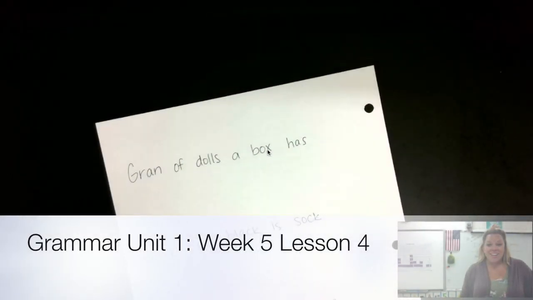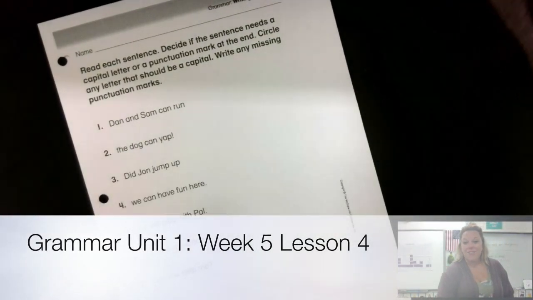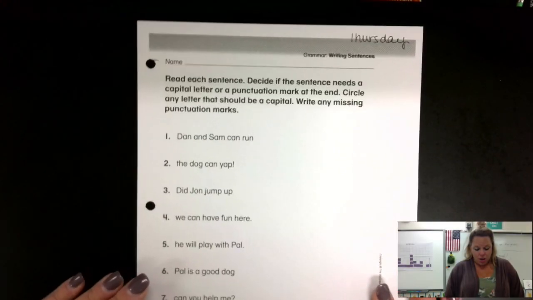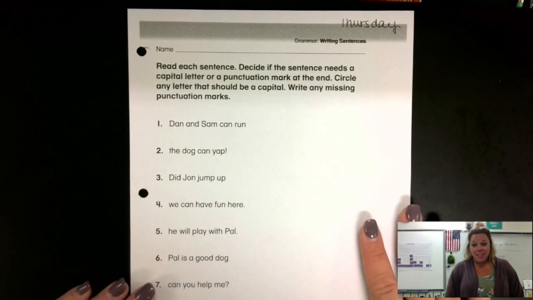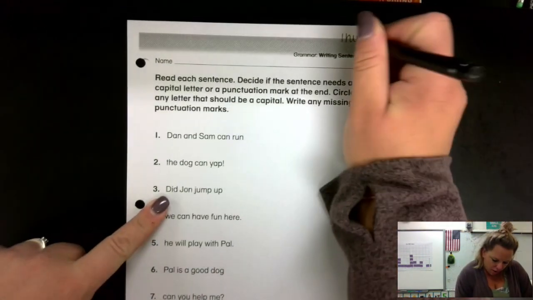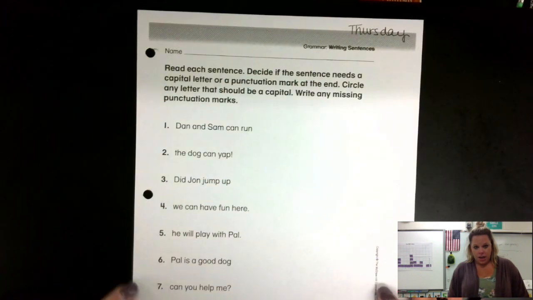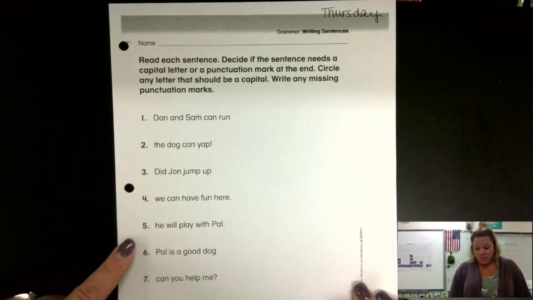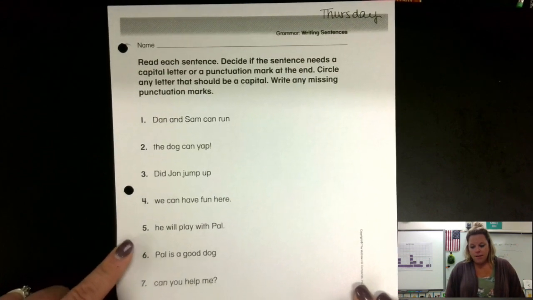Good morning, first grade. Today is the fourth day of grammar for the week. And because it's the fourth day of grammar, you have a grammar worksheet that looks just like this in front of you. And it should say Thursday at the top. Sorry if that T got cut off a little bit, but that is Thursday. Go ahead and make sure you have that Thursday paper as well as a pencil this morning. Make sure that you have that sitting to the side.